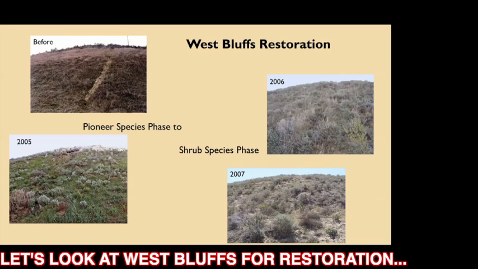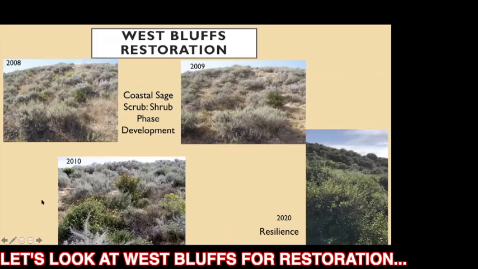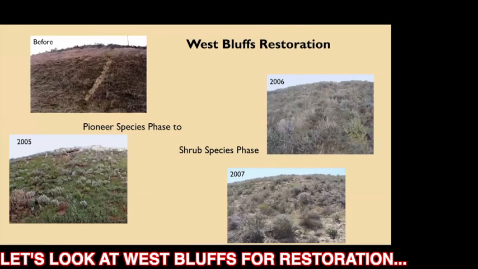And once seeding occurred, then the usual pioneer species came up as we expected, but we got an unexpected boost. If you see this gray-green plant all over the slope, whoops, I gotta go back. That is Pseudognaphalium microcephalum, I think they changed the name to. It was not in our seed mix. We had Pseudognaphalium californicum.